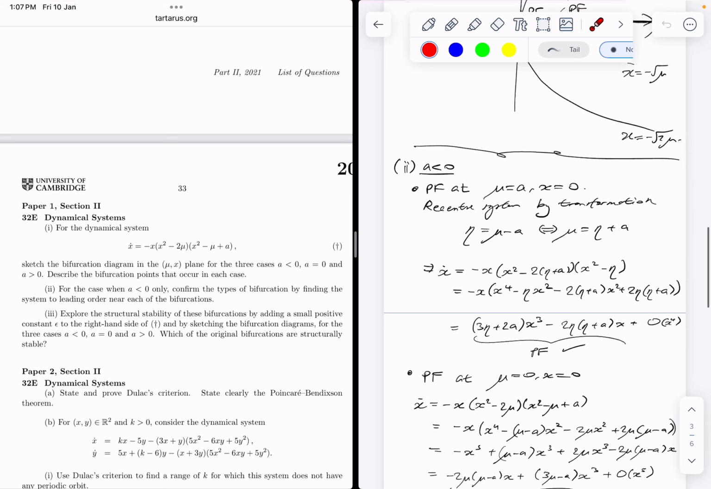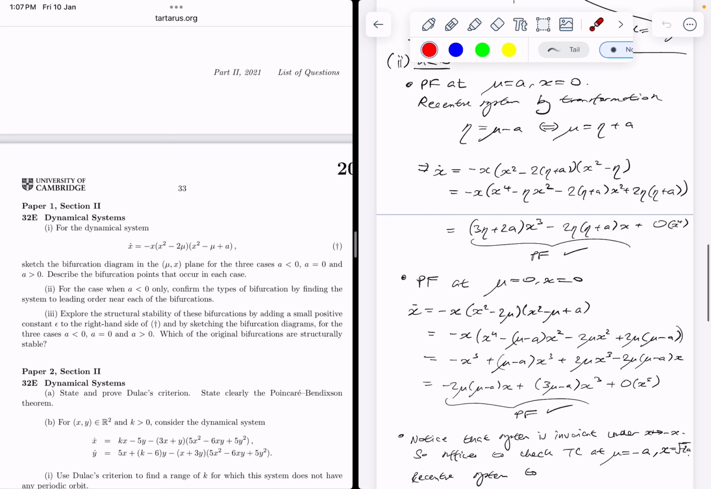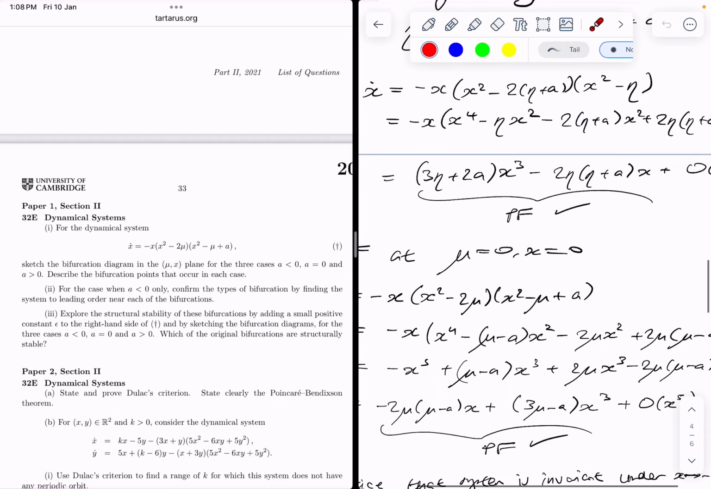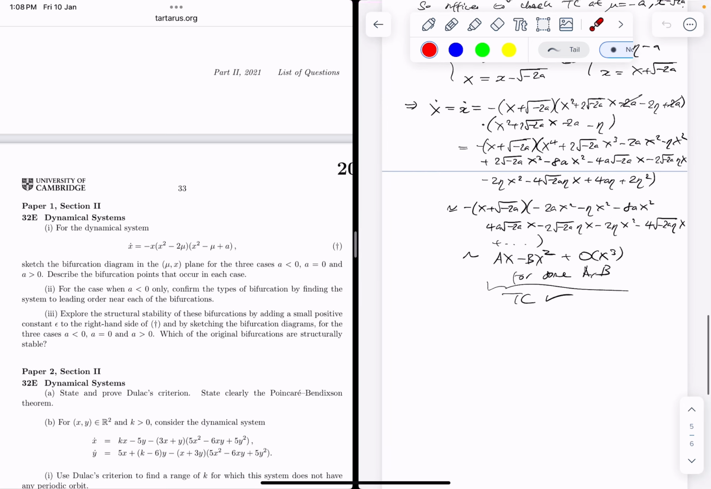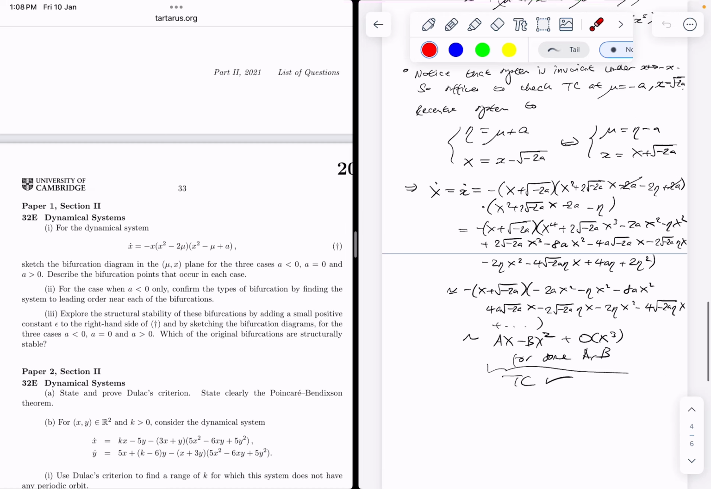Actually it's fine. So to confirm the types of bifurcation, we expand the system to leading order near each of the bifurcations, and to do that we recenter the system to the bifurcation point first, and then we show that it's in the right form. For pitchfork, you will now get something x cubed, something x, plus or minus something x. And for a transcritical, you will get something x minus something x squared. I think it's plus or minus actually. And I can't quite remember what it was for saddle node.